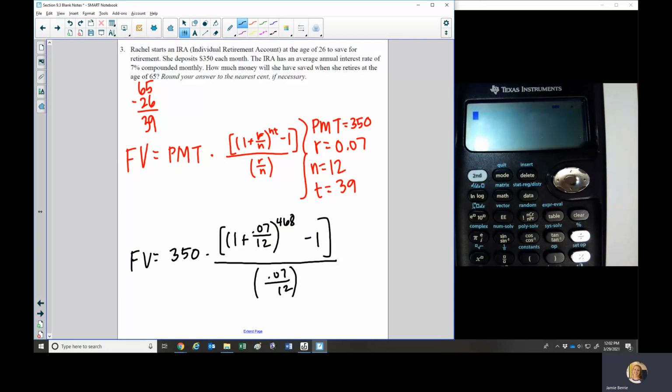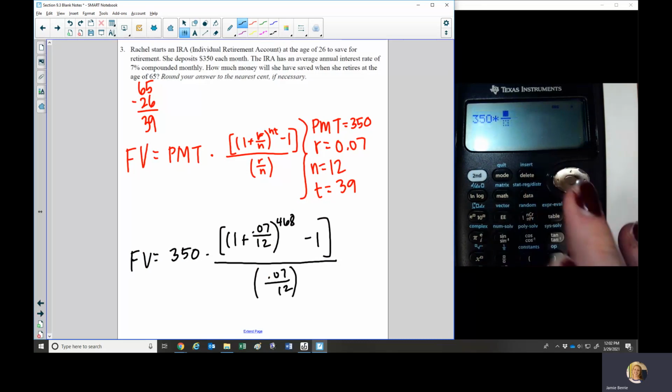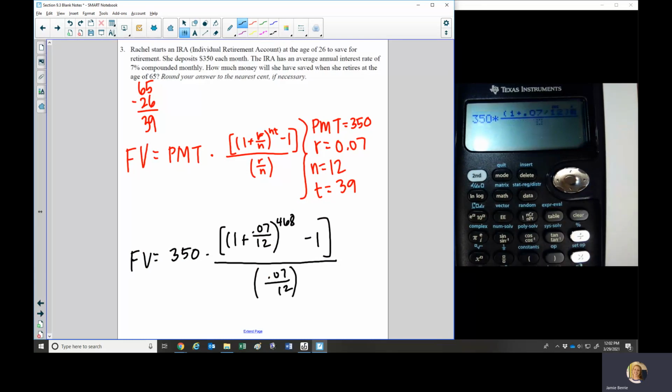Now let's start typing this in. Don't forget 350 in the front. 350 times. And I'm going to hit our little fraction button down here. All right. I'm going to put a big parentheses in the top. You really don't need to if you're doing the fraction button, so you don't have to worry about that. So 1 plus 0.07 over 12, close parentheses, raised to the 468th power.